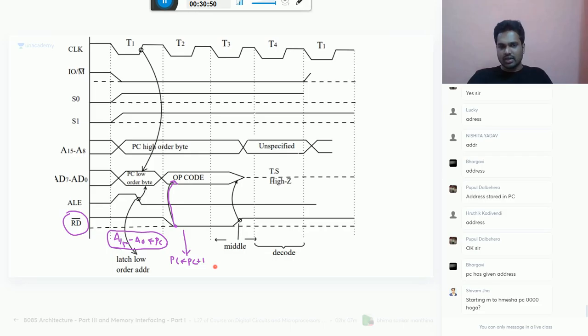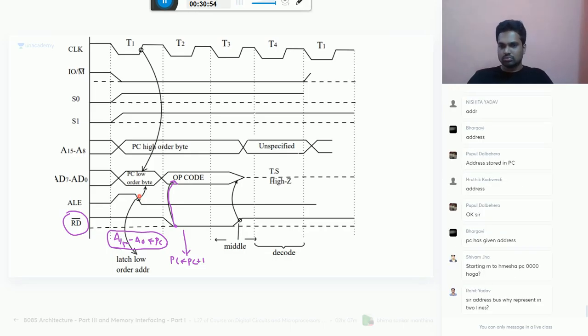No, it is not 0. It depends on the program's initial address. It is not what 2 lines. I didn't get you, Rohit. This is the way to represent it, this box type.